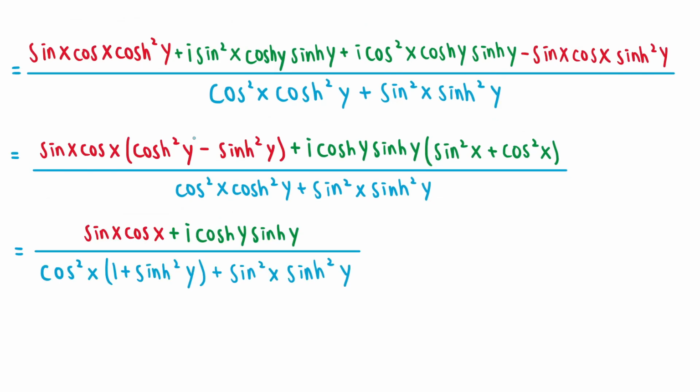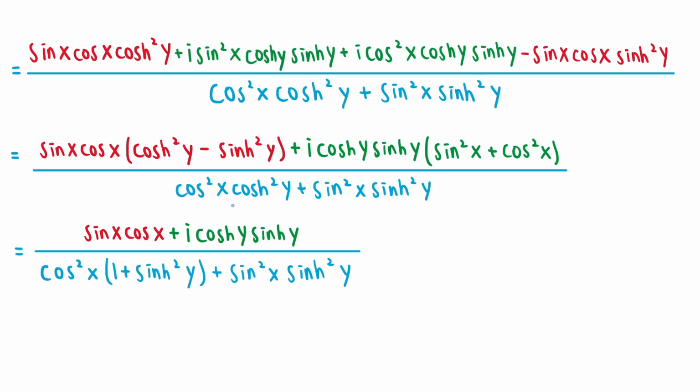In the numerator, cosh squared y minus sinh squared y equals 1. So the first term in the numerator just reduces to sine x cosine x, and sine squared x plus cosine squared x in the second term in the numerator equals 1. So the second term just reduces to i cosh y sinh y.